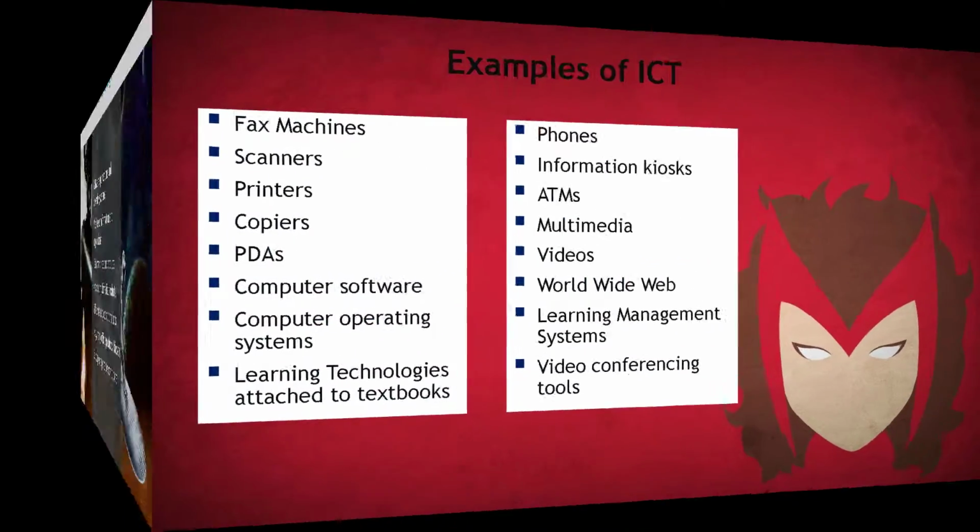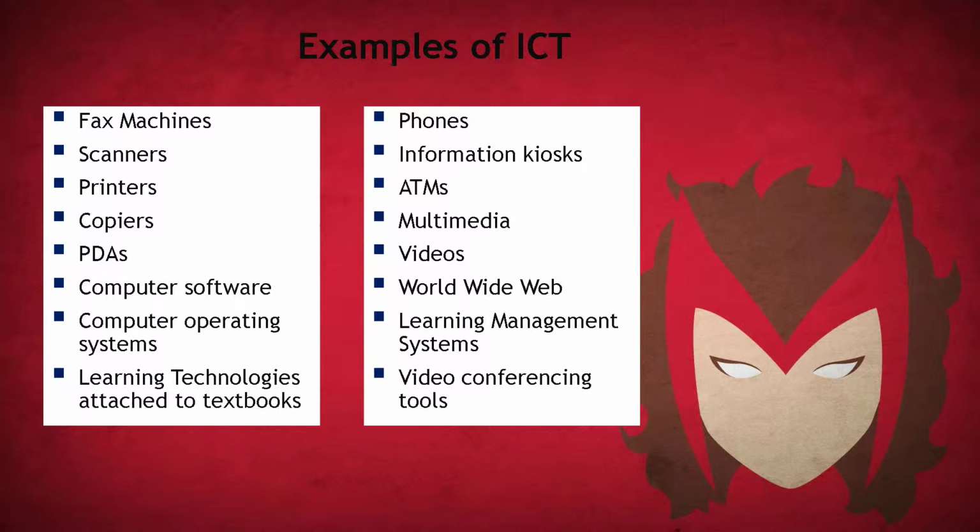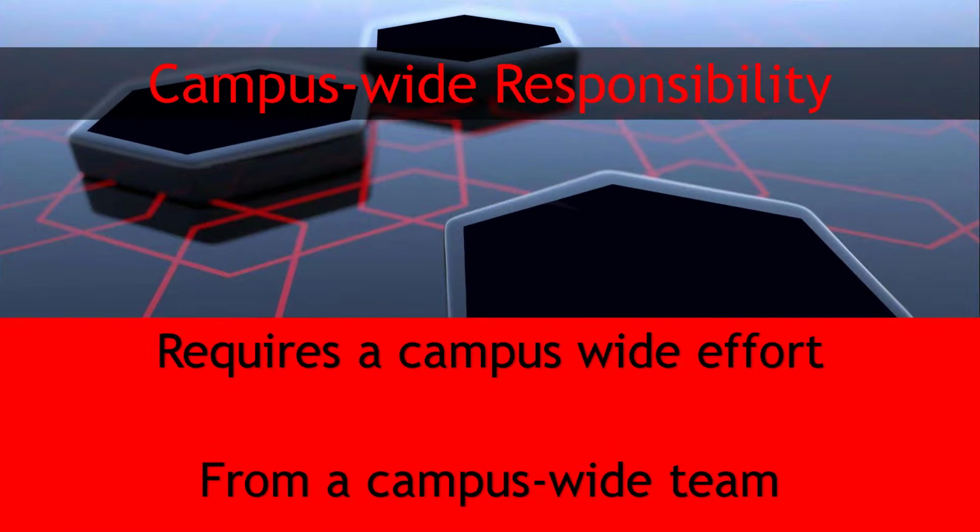These are some examples of information and computer technology: fax machines, scanners, printers, copiers, PDAs, computer software, computer operating systems, learning technology attached to textbooks, phones, information kiosks, ATMs, multimedia, videos, World Wide Web files, learning management systems, and finally, video conferencing tools. This is a campus responsibility, and it requires a campus-wide effort from a campus-wide team.